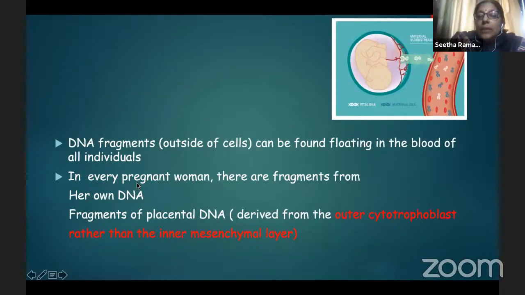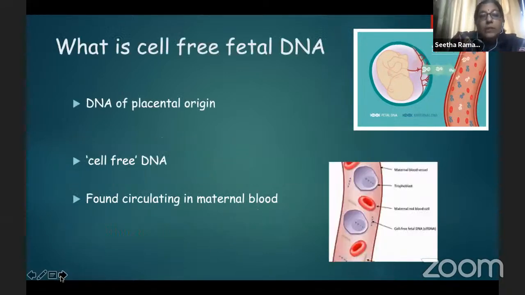So what happens is there are DNA fragments that are found floating in the blood of all individuals. And in every pregnant woman, you have some fragments from her own DNA, and some fragments of the placental DNA, which is basically derived from the outer cytotrophoblast rather than the inner mesenchymal layer. So it is very important because it is not actually giving the genotype of the fetus. So what is cell-free fetal DNA? It is the DNA of placental origin. It is cell-free and it is found circulating in maternal blood.